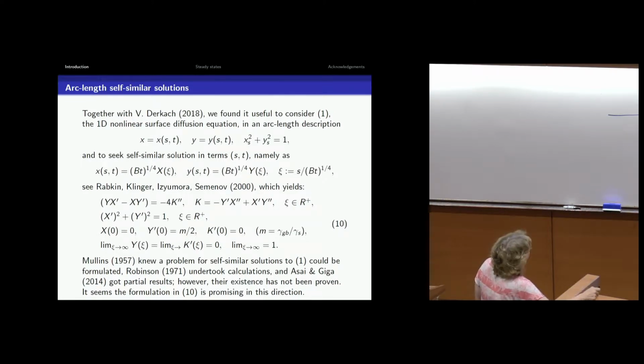And in fact, Asai and Giga, who I was talking to, got partial results trying to prove existence for a self-similar solution. They, in fact, didn't prove its existence. They linearized one of the boundary conditions. So we've been making progress in this direction, and our idea is that by using this formulation, this should allow us to demonstrate the existence of these self-similar solutions of the 1D fully nonlinear surface diffusion equations.